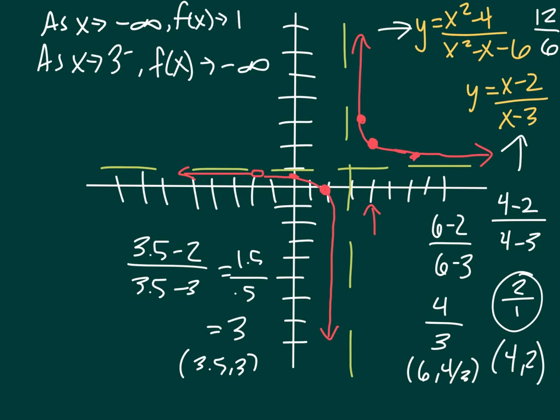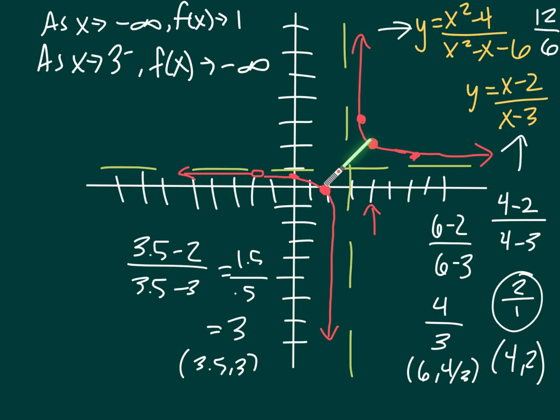I'm going to show that with a pointer in just a second. Here we go. As x is approaching 3, so here's where x is 3. So x is approaching 3 from the left side. That's what the little minus means. My y is actually approaching negative infinity. As x approaches 3 from the left side, y is approaching negative infinity.